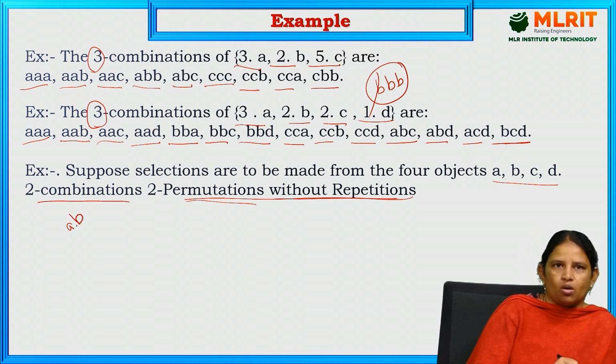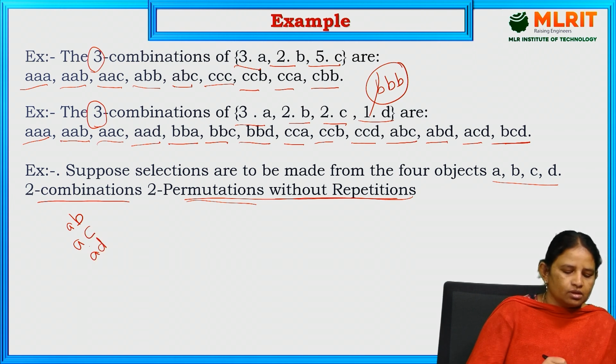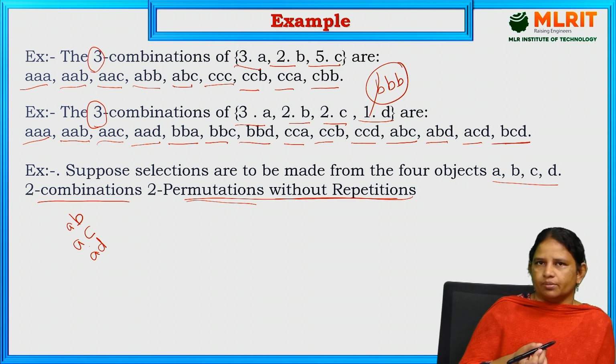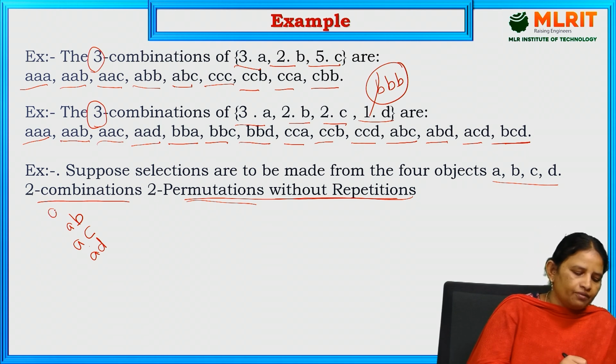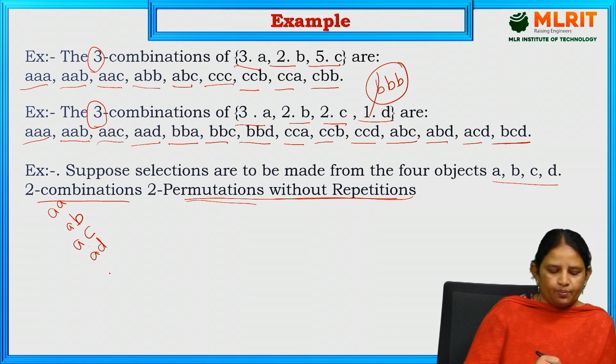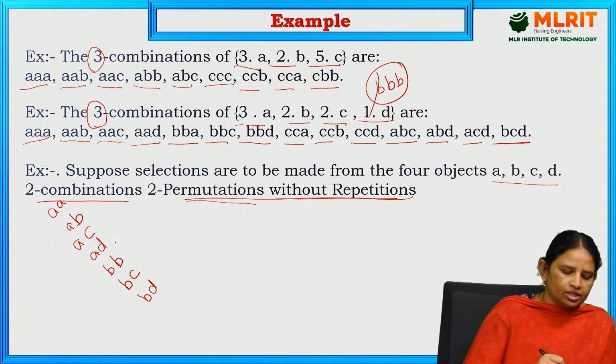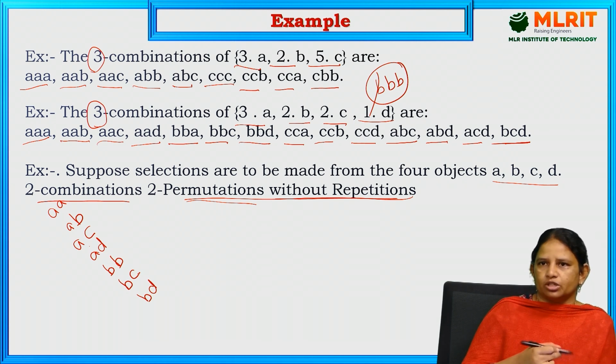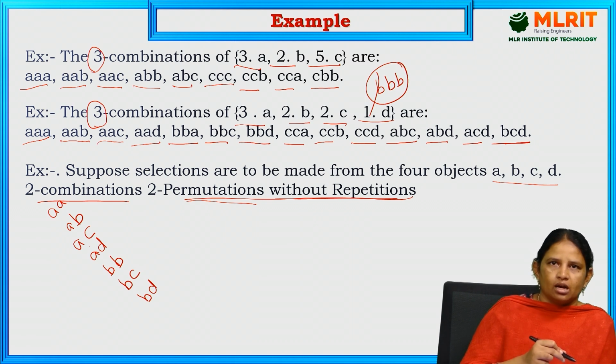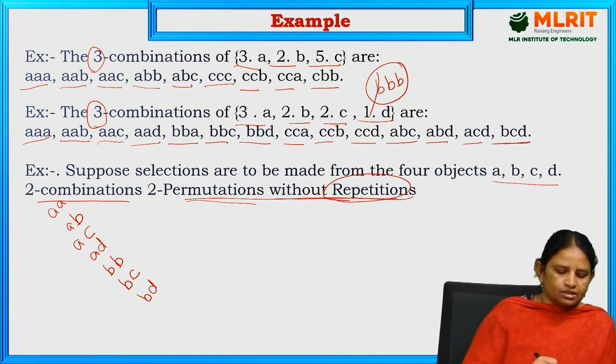AB is one combination. AC, AD. Don't write BA because it is already there. Next, AA we can also write. Then BB, BC, BD, then CA. AC is already there, CA no need to write. CB, already BC is there, but in the combination don't write CB. Then coming to the case of CC, because repetition is not allowed. Next, CC, then CD.